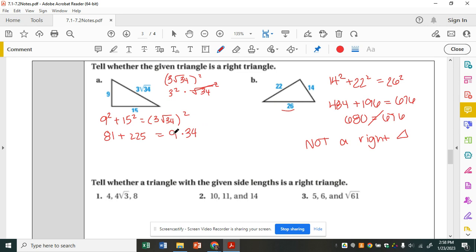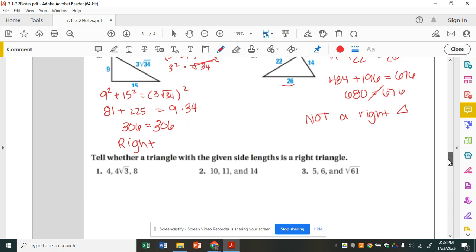So I'm actually doing 9 times 34. So when I go and add these together, I get 306. And 9 times 34 is also 306. So in this case, this is a right triangle because they are equal to each other. So again, anytime you have something with a number on the outside and then a radical and you have to square it, you're squaring the outside number and you're multiplying it by the number that was inside your radical, because the radical and the exponent canceled each other out. You're just left with that inside number.